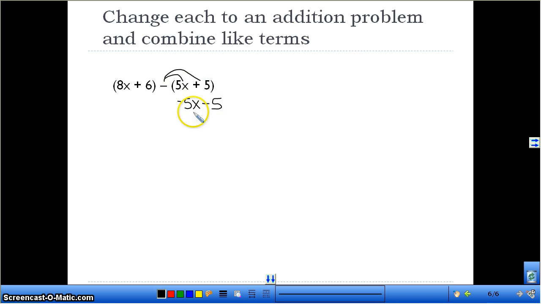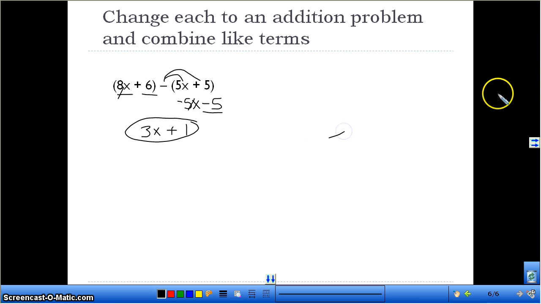So now you're going to take this and combine it with the like terms over here. So you have 8x and a negative 5x. Well, 8 minus 5 gives you 3x. All right, so we're done with that. Let's do the 6 and the negative 5. So you have 6 minus 5, which gives you positive 1. These are not alike, so you can't combine them. Okay, so let's take a look at that.